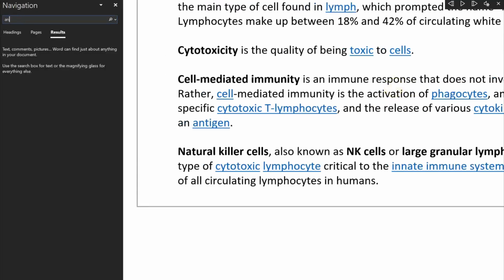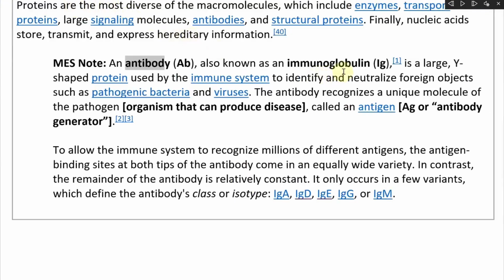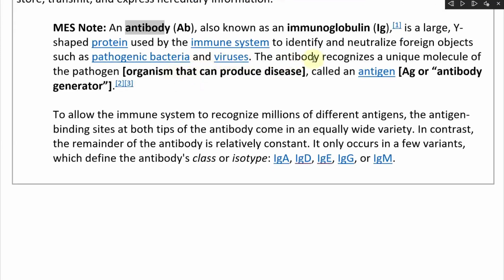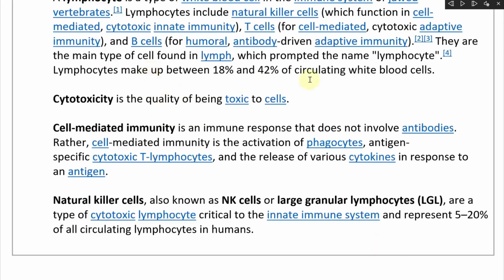And let's have a refresher on antibodies. Antibodies. Let's go all the way back. So an antibody, AB, also known as immunoglobulin, Ig, is a large Y-shaped protein that is used by the immune system to identify and neutralize foreign objects, such as pathogenic bacteria and viruses. The antibody recognizes a unique molecule of the pathogen or organism that can produce a disease, called an antigen, AG, or antibody generator. And you have that system right here. So antibody, and you have the antigen binding sites, and you connect to these antigens, and it can memorize. It gets specific to them, and it memorizes them in a lock and key theory. All right, here we just teleported back here.